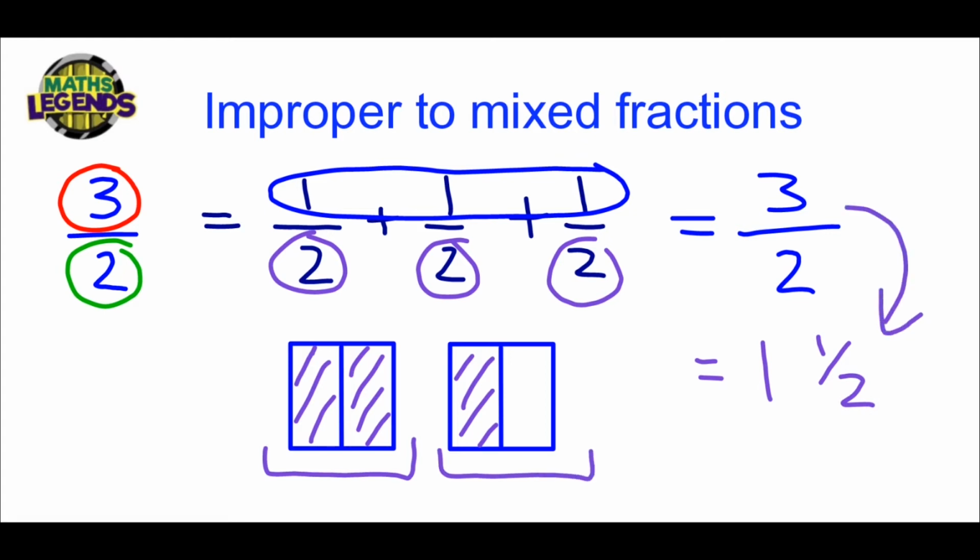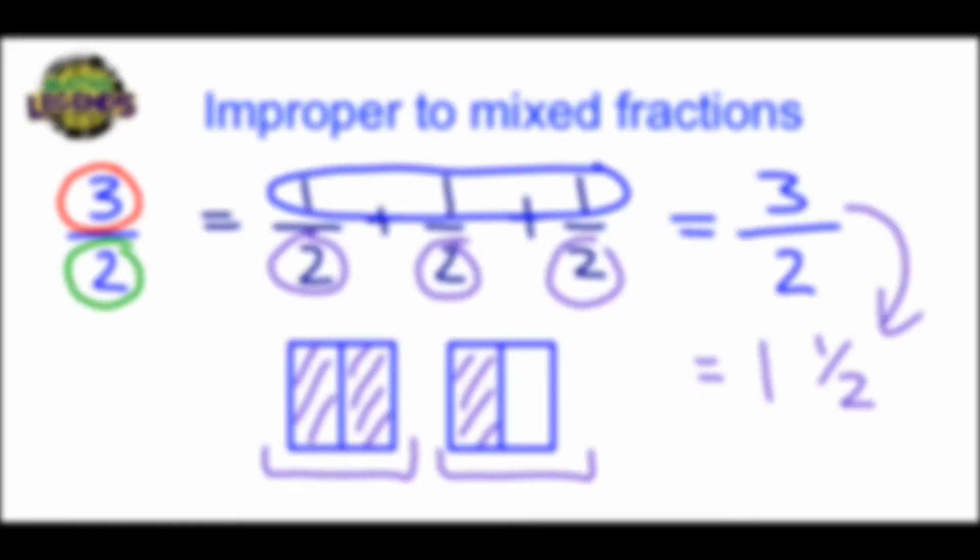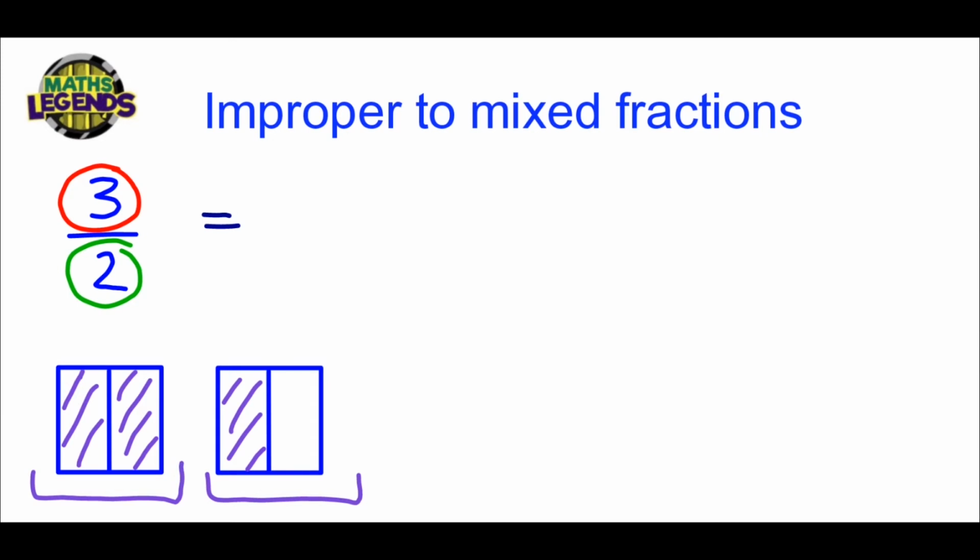Now let's look at a process that we can follow to help us do this more quickly. So what we can do is say how many 2's go into 3. So there's 1, 2 goes into 3 once, so we can put one whole number. How many do we have left over? 1, and we place it over the same denominator, 2. Now this is the same answer we showed using these pictures, 1 and a half.